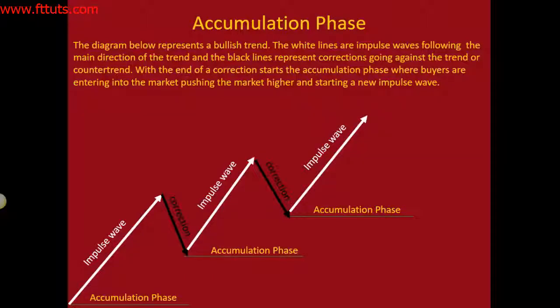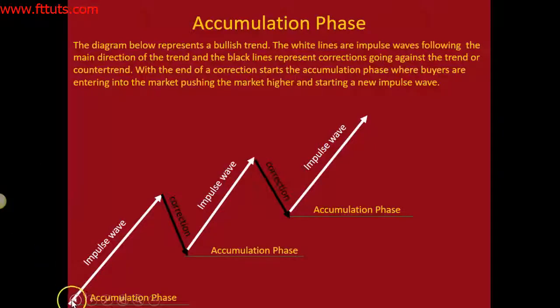The diagram below represents a bullish trend. The white lines are impulse waves, which go with the trend, so they follow the main direction of the trend, and the black lines represent corrections going against the trend, or counter trend. With the end of a correction starts the accumulation phase. This is the phase we're looking at right now that we want to understand. This is the phase where buyers are entering the market, pushing the market higher and starting a new impulse wave.